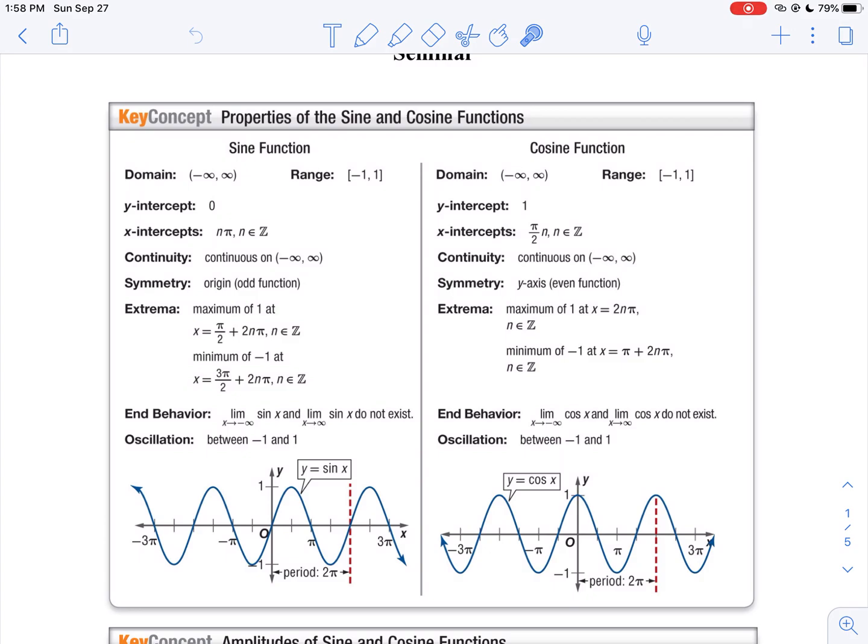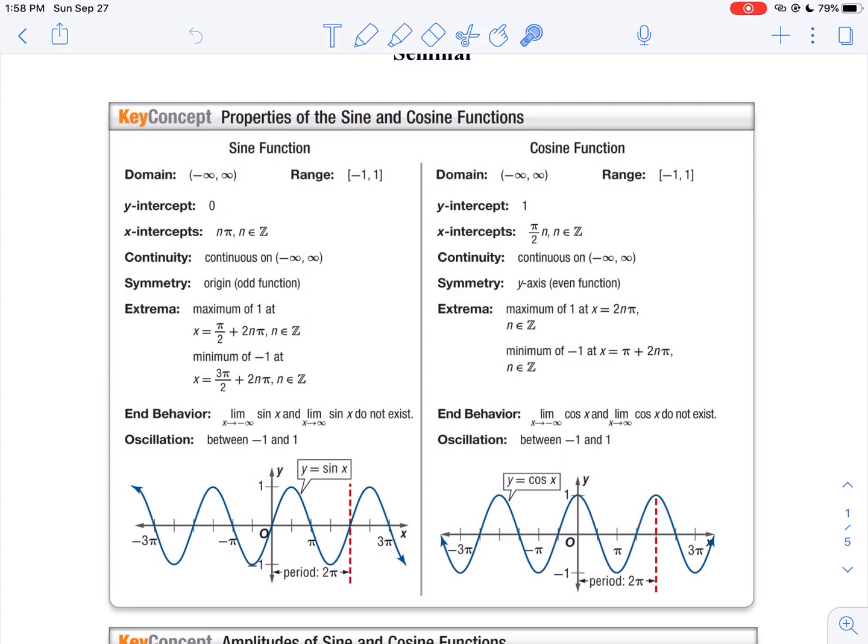It's continuous. It's not increasing or decreasing because it keeps on changing each time. But it has a maximum at 1 and a minimum at negative 1. There is no end behavior because it keeps on oscillating between negative 1 and 1. Cosine is just a phase shift of pi over 2 from your sine function. In other words, you start at 1 and go down. That's usually how we're going to graph that.